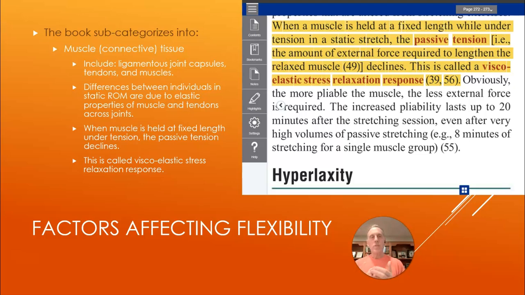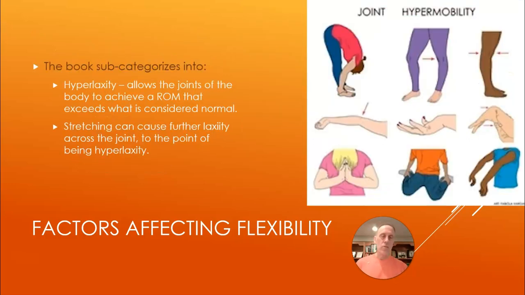And eventually what happens is, through this viscoelastic stress relaxation response, the muscle starts to relax a little bit, and then you can get a little more stretching, and then you push it a little bit further, and you get into something called PNF, like we've talked about, or I will talk about later on. I talk about hyperlaxity. It allows the joints of the body to move into a greater range of motion than might be allowed for the general population.